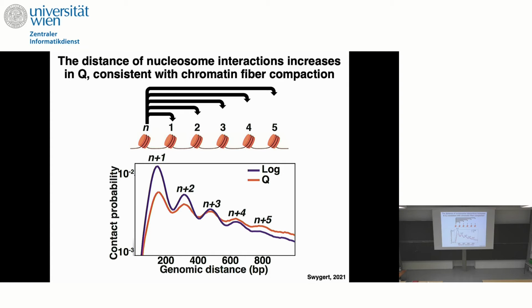And so for looking at our log data here in purple, you see most of our interactions are between a nucleosome and the one right next to it. And these interactions decay pretty rapidly. When we look at our quiescent cell data, we see that there really is an increase in longer range nucleosome interactions at this local scale. So again, that's consistent with local chromatin fiber compaction in these quiescent cells as compared to log.